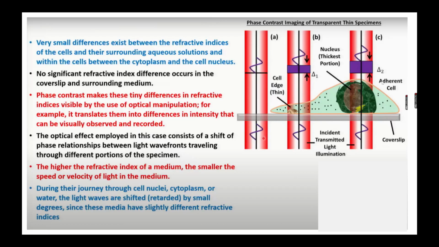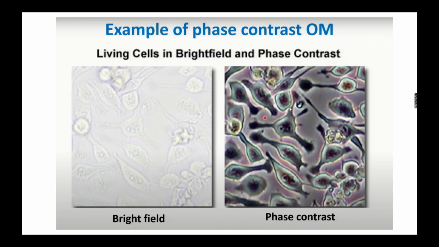Okay, so here, due to the change in the refractive index, a change in phase will occur. Here you can also see examples of cells. This is an actual image that I have taken from the slides of the lecture. These are living cells in two kinds of microscopy: this is the bright field and this is the phase contrast. Here you can clearly see the difference now.